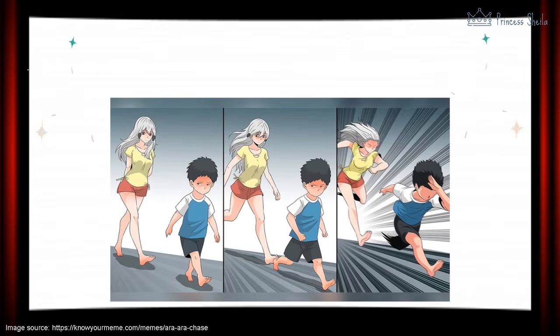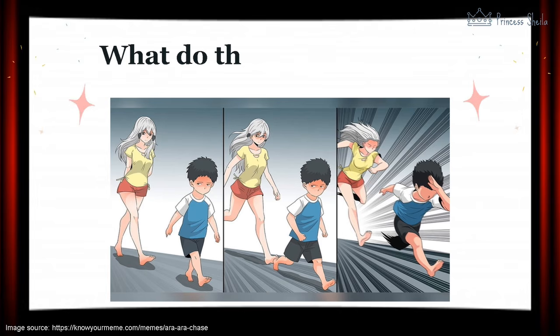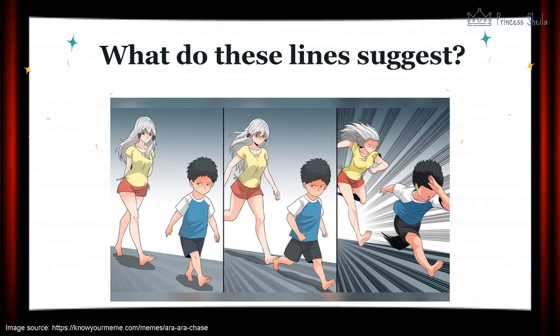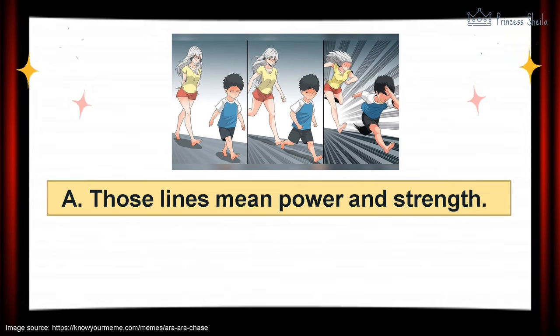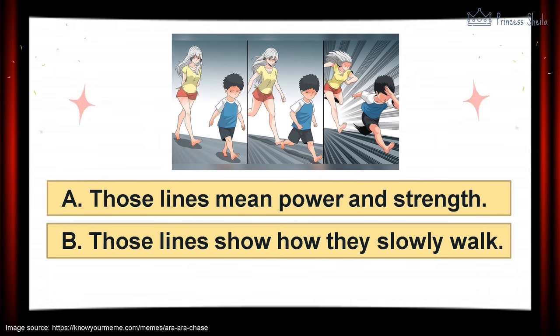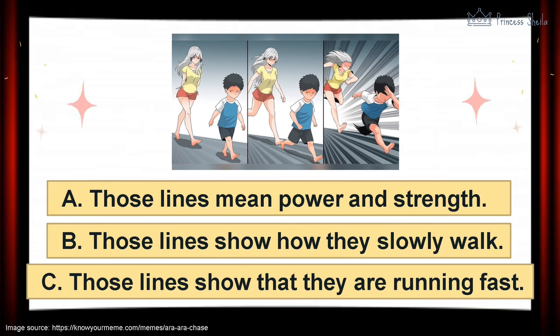Number 5. Study each panel. Notice that on the second and third panel, lots of straight lines appear. What do these lines suggest? A. Those lines mean power and strength. B. Those lines show how they slowly walk. C. Those lines show that they are running fast.